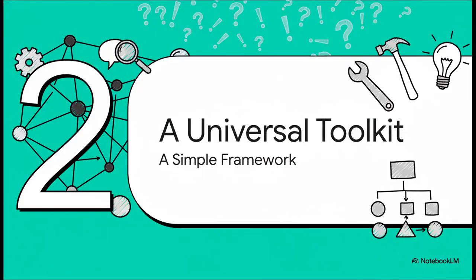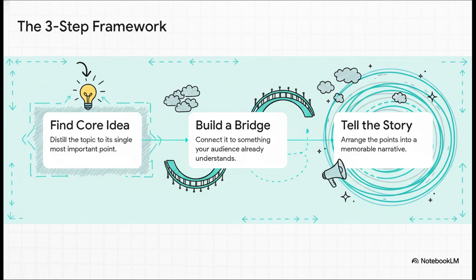Well, luckily, you don't need a PhD in every single subject. You just need a really simple but powerful framework. Think of it like a universal toolkit that just works for any topic you can possibly imagine. And here it is. This is the whole shebang. It all comes down to these 3 simple steps. Find the core idea, build a bridge, and tell the story. That's it. That's the entire blueprint. So let's take a closer look at what each one of these actually means.